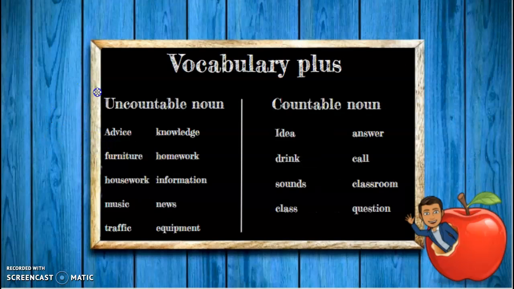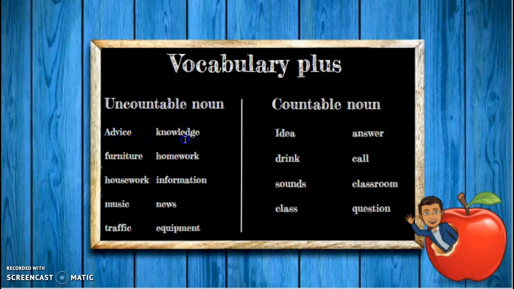Let's look at some vocabulary that is always uncountable. We have advice, knowledge, furniture, homework, housework, information, music, news, traffic, equipment. In this case, we cannot add S. No S. Never say consejos and say advices. In English, we only say advice.